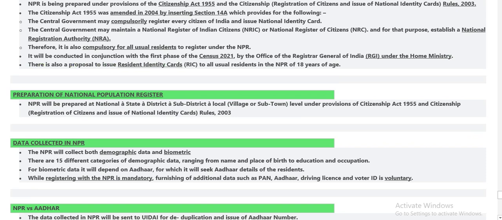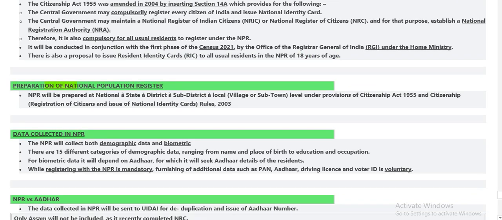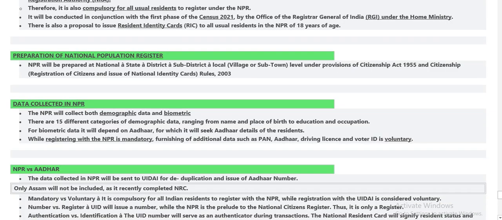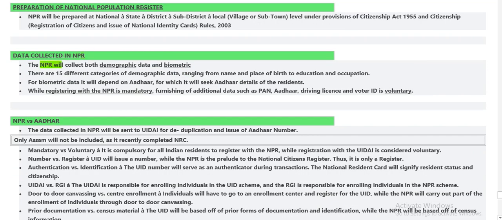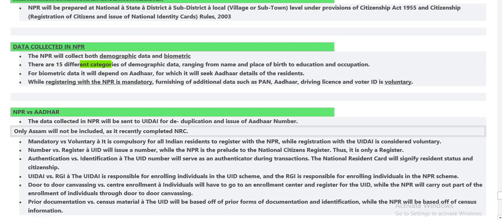It will be conducted in conjunction with the first phase of the Census 2021, by the Office of the Registrar General of India, RGI, under the Home Ministry. There is also a proposal to issue Resident Identity Cards, RIC, to all usual residents in the NPR of 18 years of age. Preparation of National Population Register. NPR will be prepared at national, state, district, sub-district, and local, village or sub-town level under provisions of the Citizenship Act 1955 and the Citizenship, Registration of Citizens and Issue of National Identity Cards, Rules, 2003.